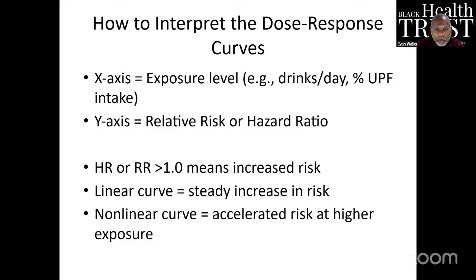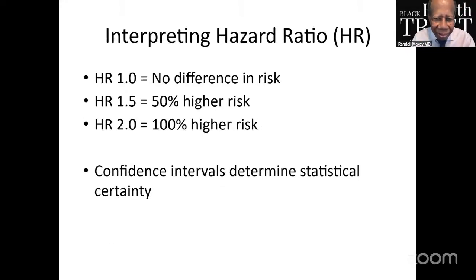Okay, how to interpret the dose response curves. The x-axis is usually the exposure level, for example, drinks per day or percent UPF intake. And then the y-axis, the one that goes up and down, is relative risk or hazard ratio. So HR or RR greater than 1.0 means increased risk. A linear curve is a steady increase in risk. A non-linear curve can mean an accelerated risk at higher exposures. So I'm sure we're going to see those in the next slide. Next slide. Not yet. Not yet, Dr. Maxey.